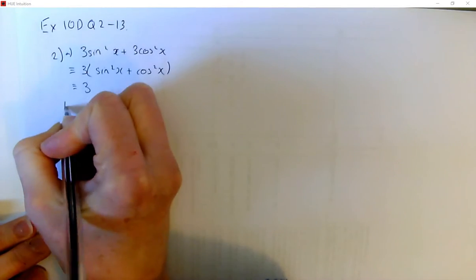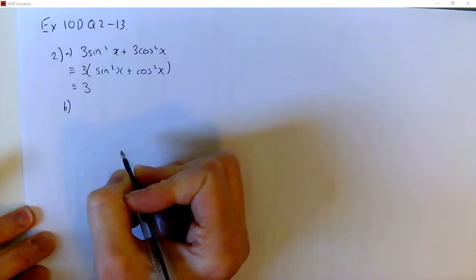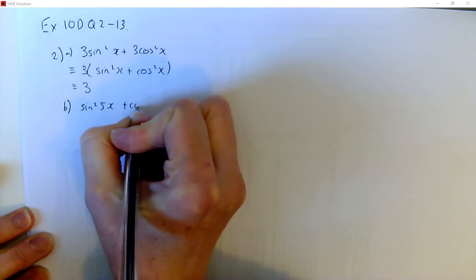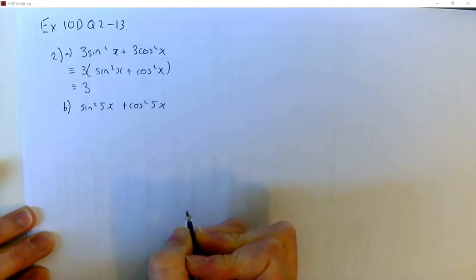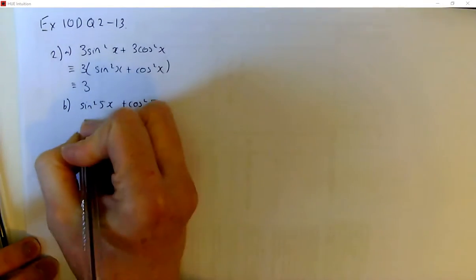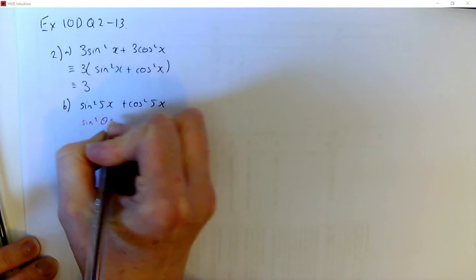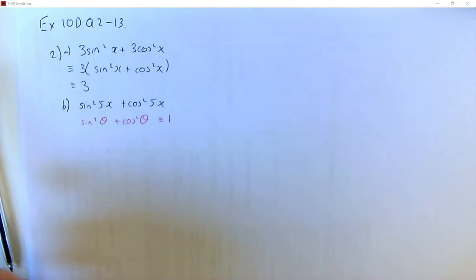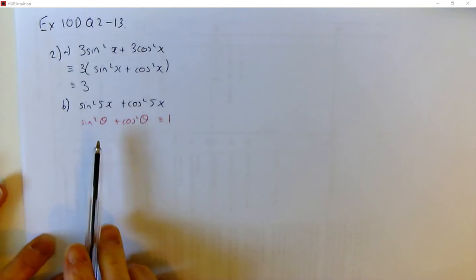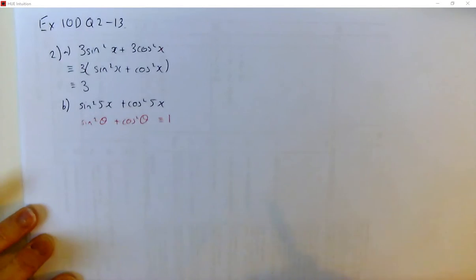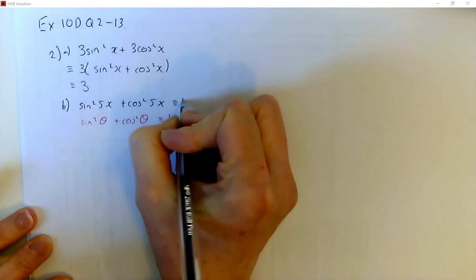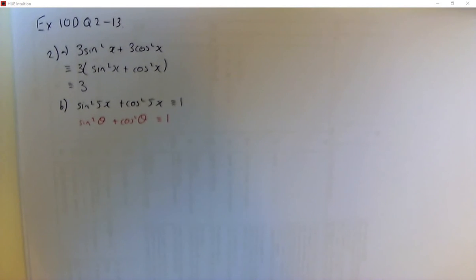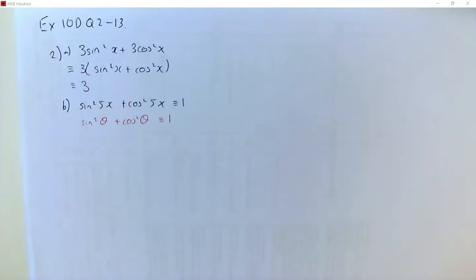Okay, right, let's look at the second part. We have sine squared 5x plus cos squared 5x. So the identity you learned was sine squared theta plus cos squared theta is equivalent to 1. And here all it is that theta is 5x. So that means that this whole thing is equal to exactly 1.